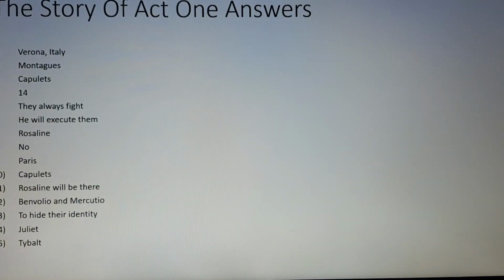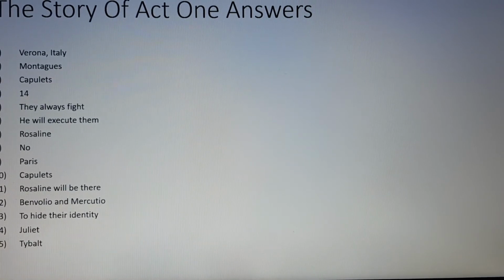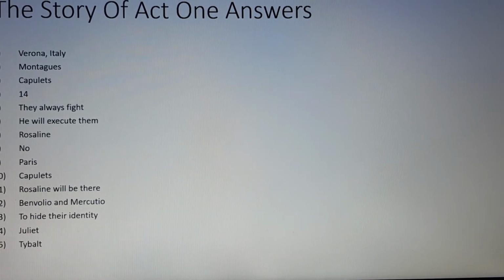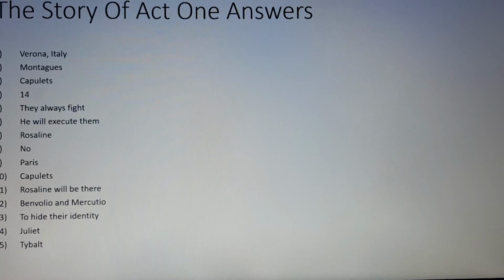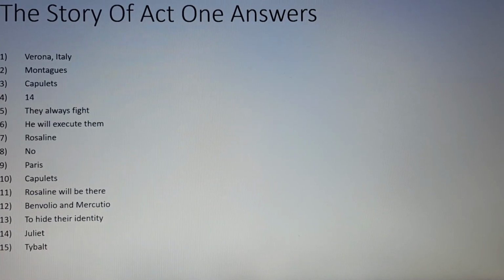So our answers then. So the first question, where does the story take place? It takes place in Verona, Italy. Question 2, which family does Romeo belong to? He's from the Montague family. Which family does Juliet belong to? Question 3, that's the Capulet family. How old is Juliet? Question 4, she is 14. Question 5, there's a feud between the two families. What does this mean? It means they're always fighting.